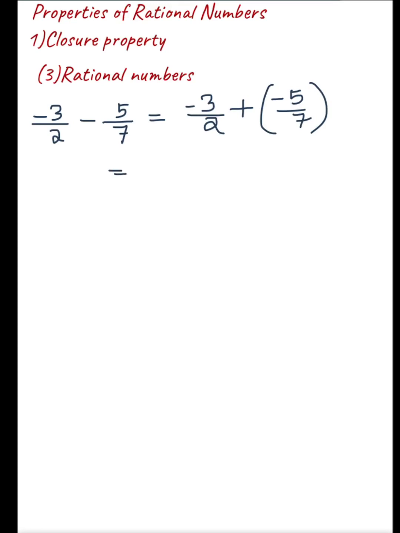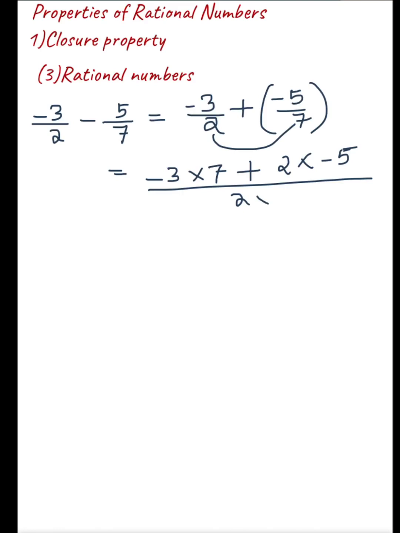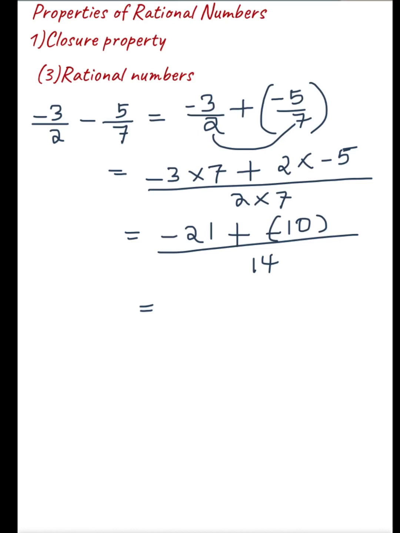Now you can just cross multiply them. Actually you are taking the LCM and multiplying, but for easy doing you can do it this way. That is minus 3 into 7, then plus what is remaining, 2 into minus 5, divided by what is in the denominator, 2 into 7. Minus 3 into 7 is minus 21, plus 2 into minus 5, which is minus 10, divided by 2 into 7, which is 14. Minus 21 plus minus 10, the answer will be minus 31. You just add them and put the negative sign, divided by 14. So our answer will be minus 31 by 14.